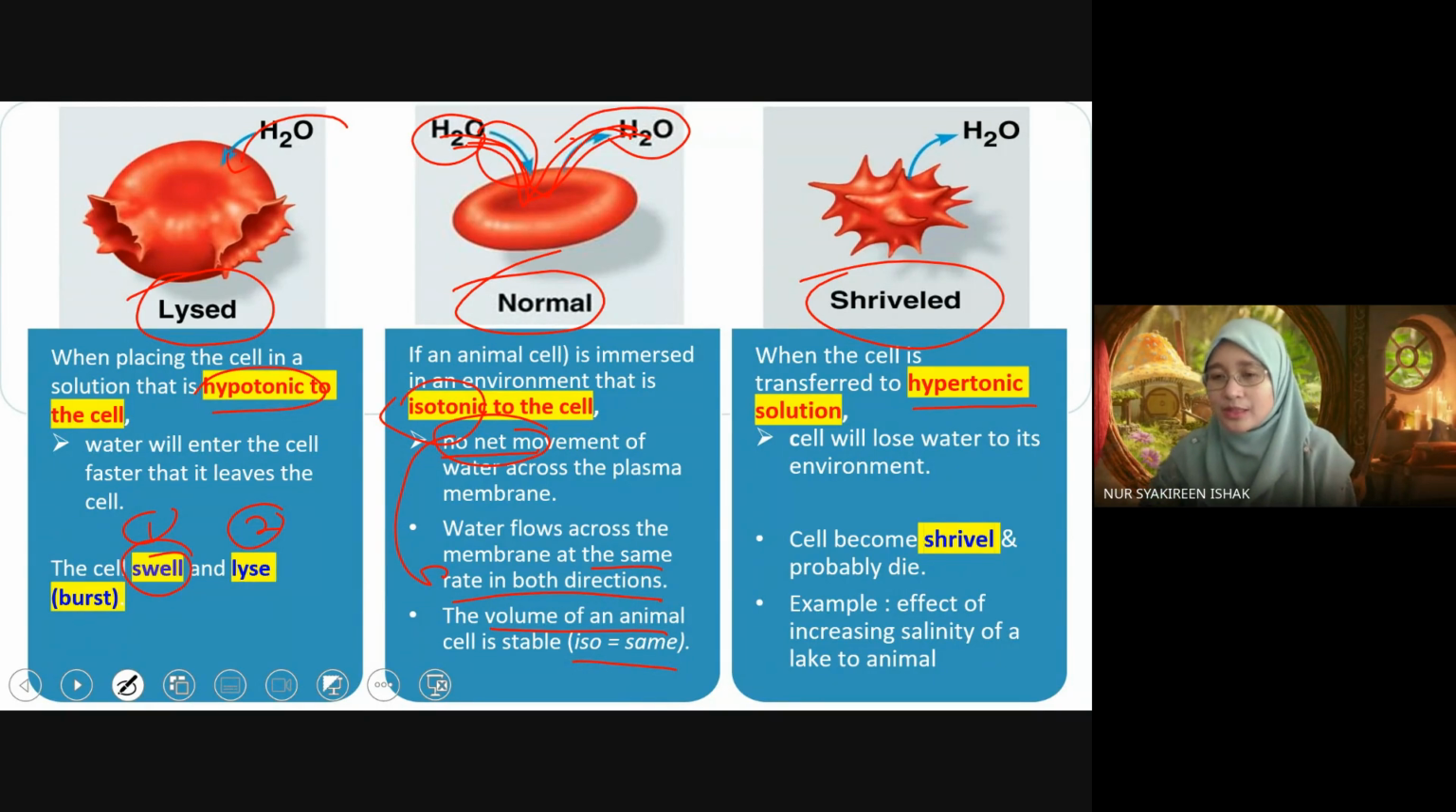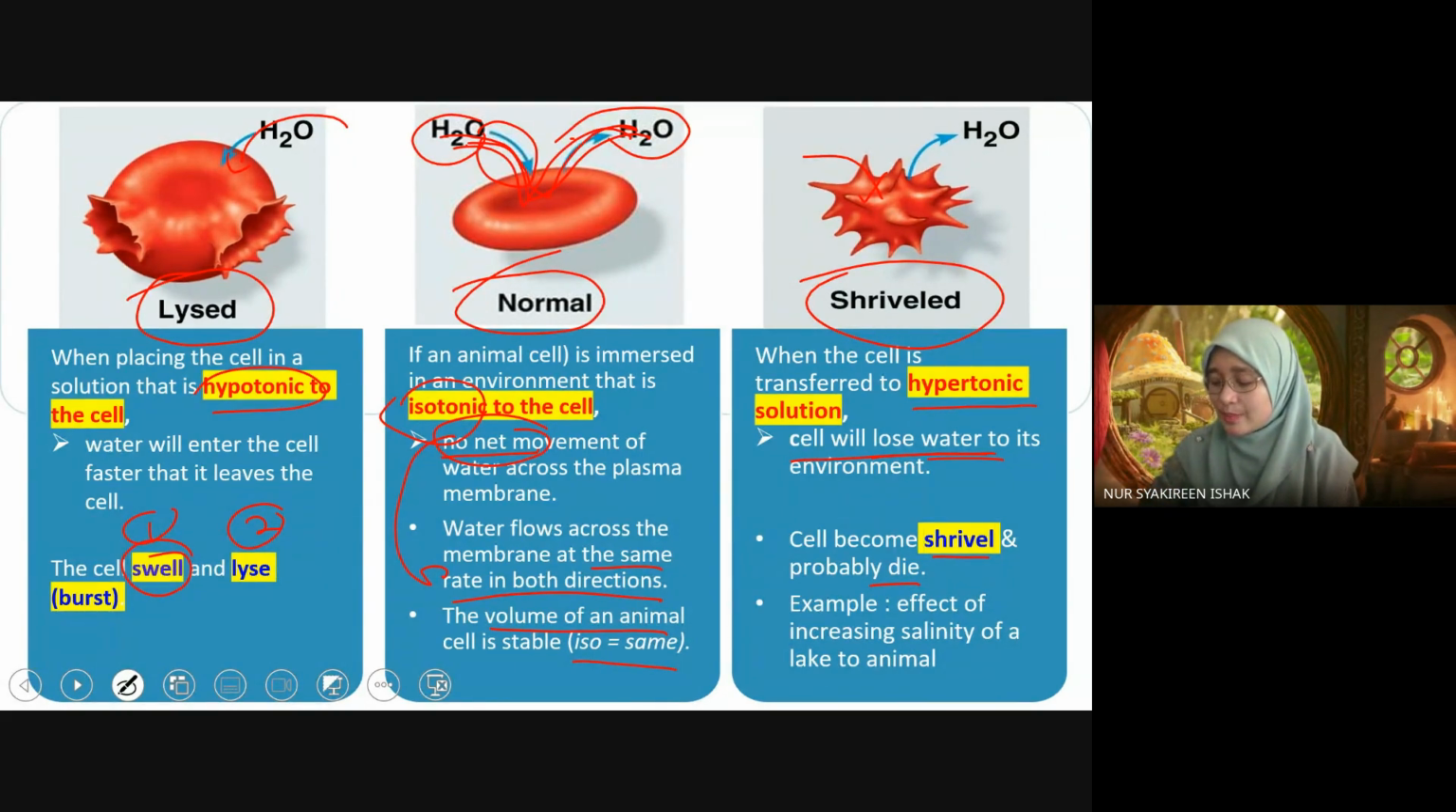hypertonic solution, okay, so the solution outside is more concentrated. There's less free water molecules, and inside the cell there is more water. So water from inside the cell diffuses out. So the cell will lose water to the solution, to its environment, the solution surrounding the cell. So because water moves out, diffuses out through the process of osmosis, it causes the cell to shrivel, and then it can lead to the death of the cell.